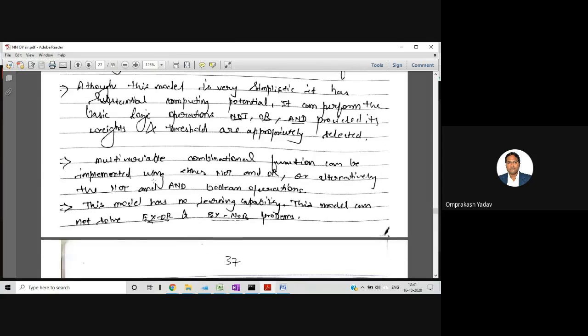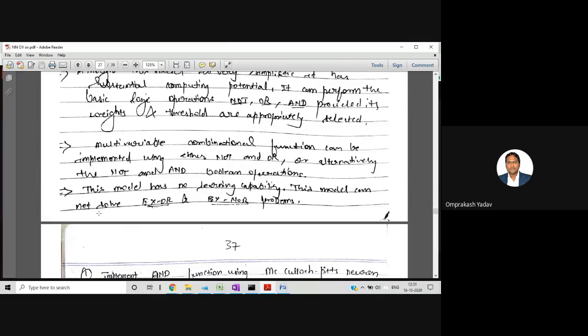Then a multivariable combinational function can be implemented using either NOT and OR, or alternatively NOT and AND Boolean operations. But this model has no learning capability. It cannot learn. This model also cannot solve the XOR problem and the XNOR problem. So XOR or XNOR cannot be implemented. If you want to implement them, then some addition will have to be made. So this is the problem.